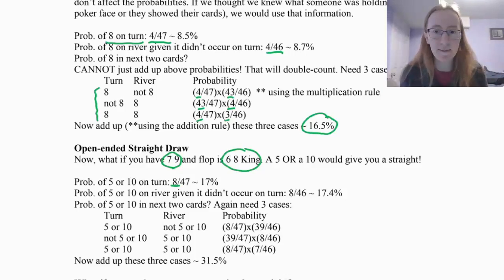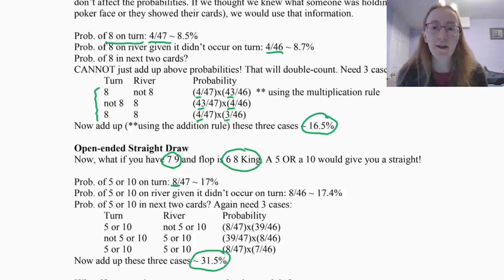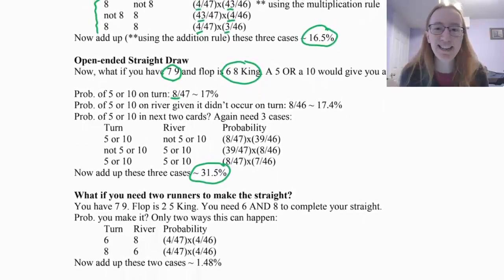Similarly, we can split it up into 3 cases and calculate overall that the probability is about 31.5%. So closer to 1/3. Not quite twice as likely, but almost twice as likely as an inside straight draw. And then finally, this is an even, I guess, less likely case to complete. What if you need 2 extra cards to make your straight?